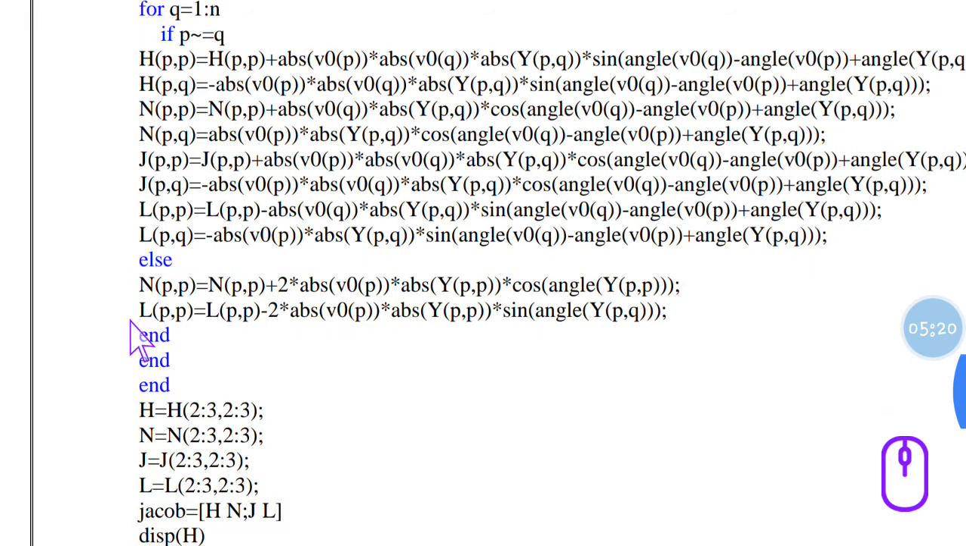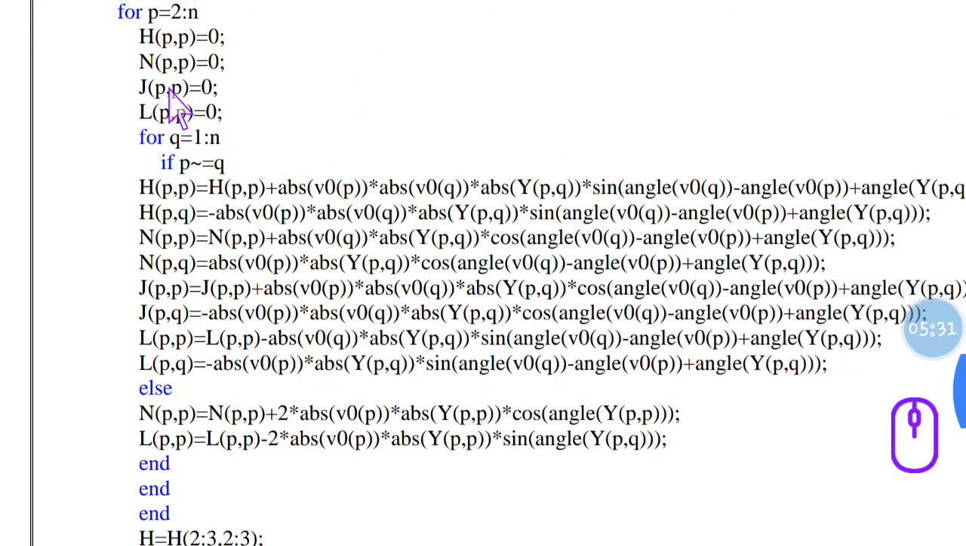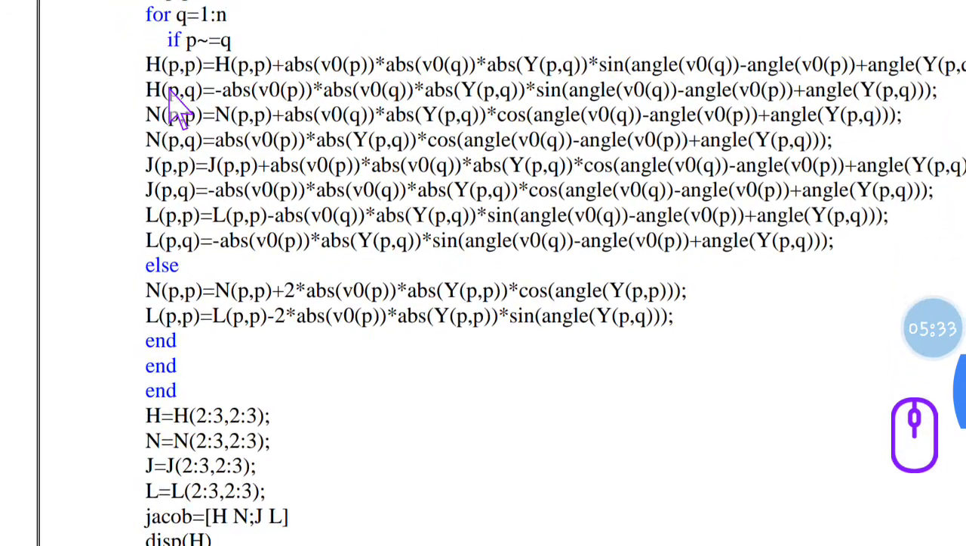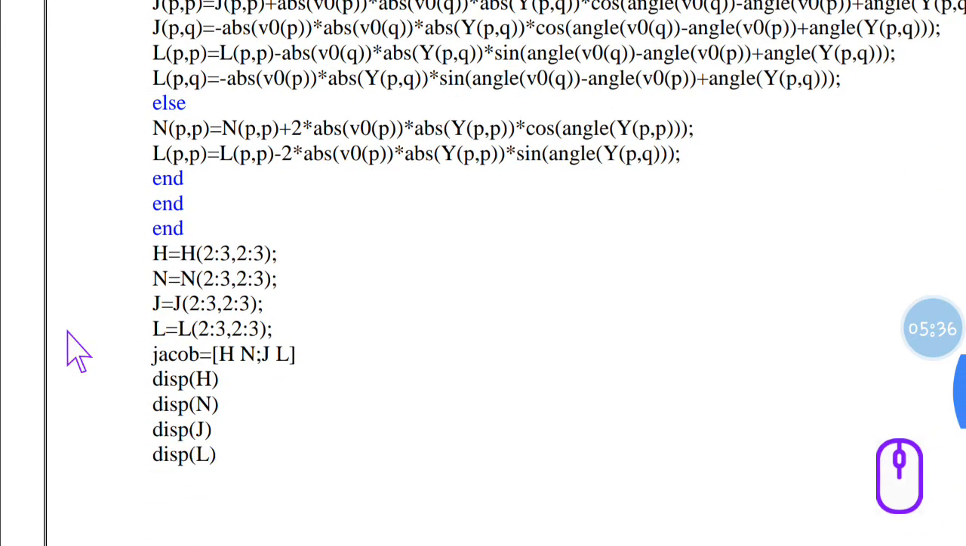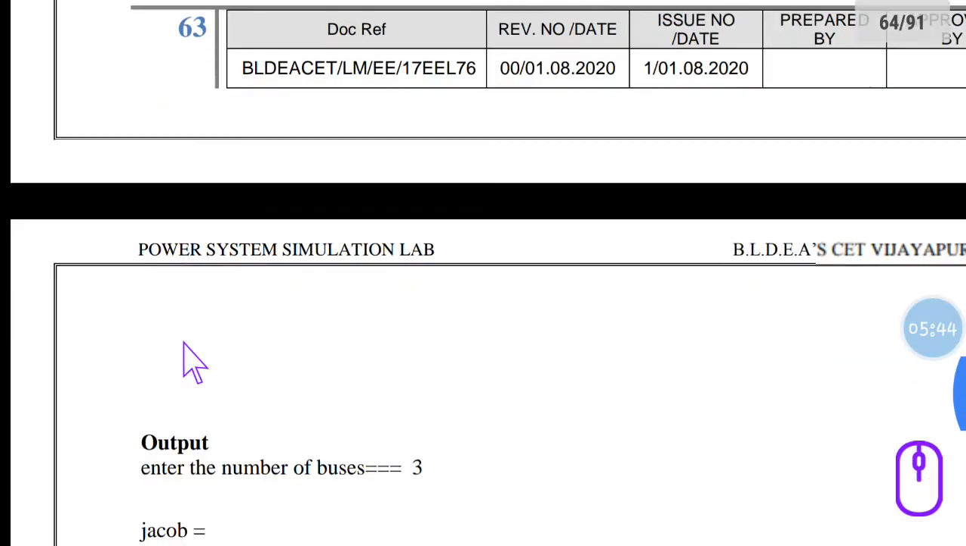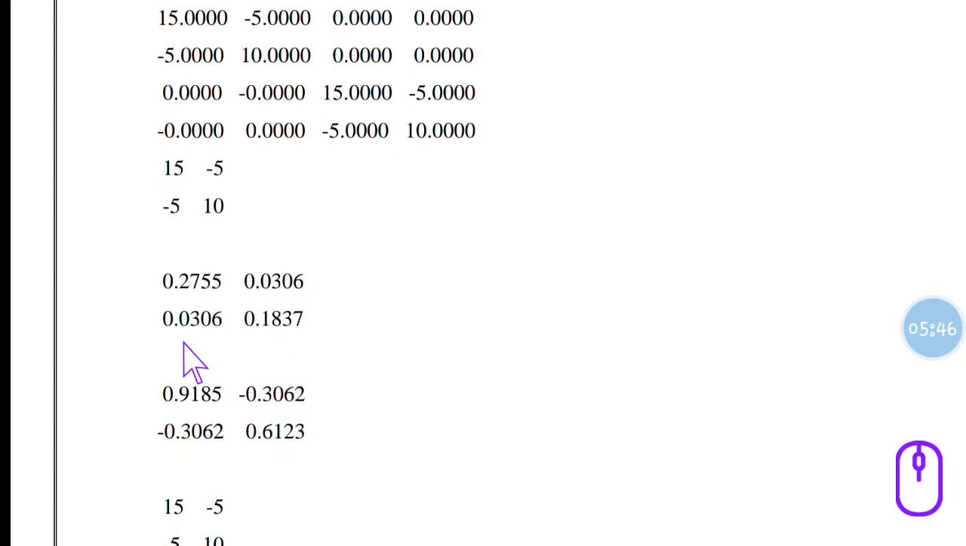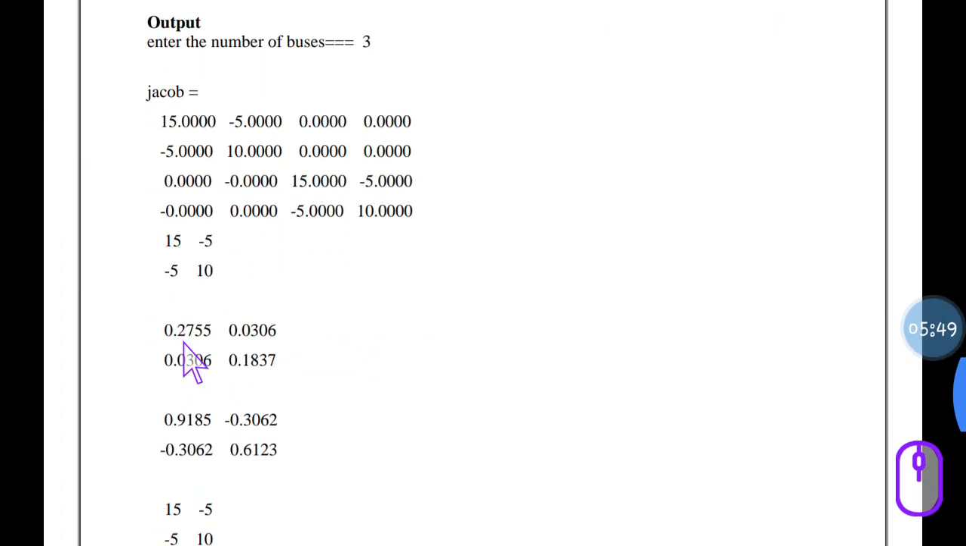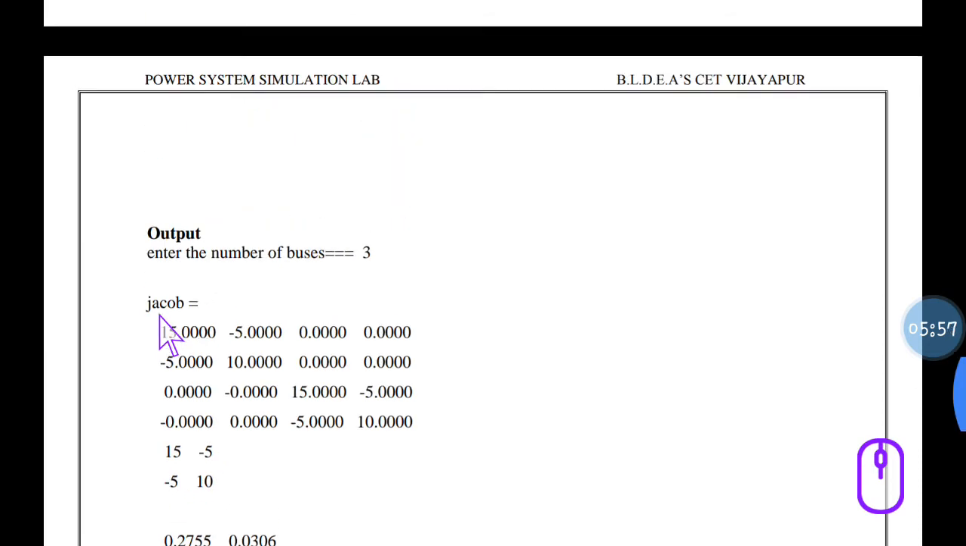Once you got it, if P and Q are equal, then N and L will display the same N and L whatever is there for diagonal. Same thing you have to copy paste here. For 2 and for 1, so 3 we are getting, so HNML we are getting 2:3, 2:3 and the HNML Jacobian matrix has to display. Okay, so see, this is 2:3, the values they have given here. This is the number of buses it will ask, 3, and the Jacobian matrix it will display. So HNML values it is displaying.